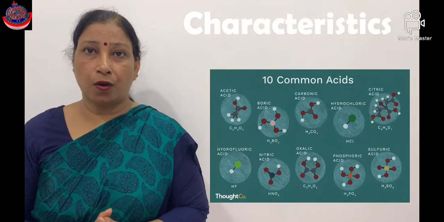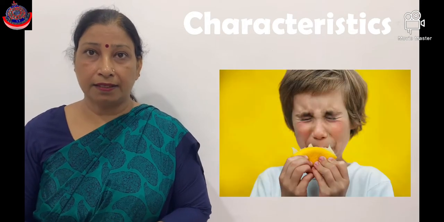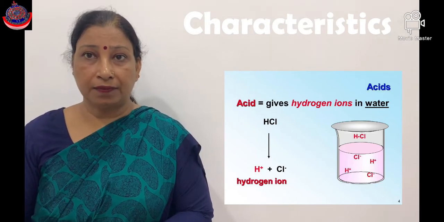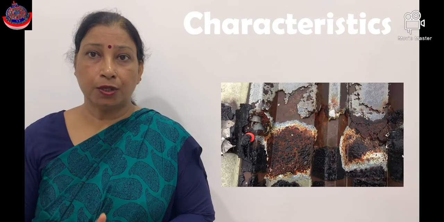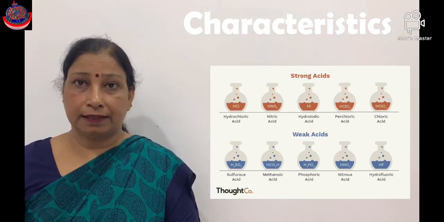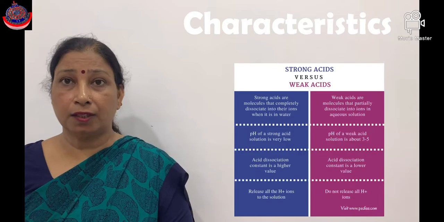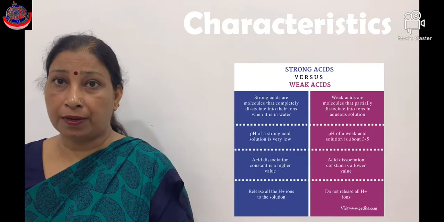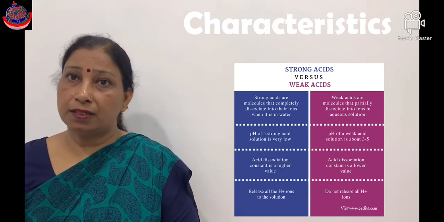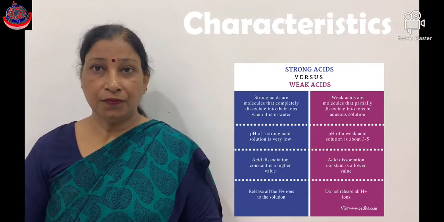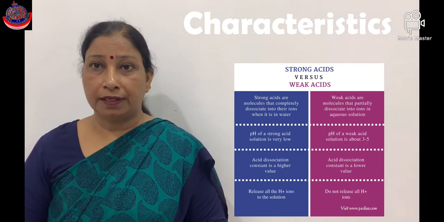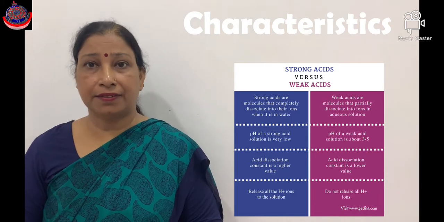Students, characteristics of acids. Acids are sour in taste. They turn blue litmus to red. They give H positive ion in aqueous solution. Acids corrode metals. Acids can be classified into two categories. Strong acids. Strong acids are those acids which can dissociate properly in aqueous solution. Example, hydrochloric acid and sulfuric acid. Weak acids. Weak acids are those acids which cannot dissociate properly in water. Example, acetic acid and citric acid.